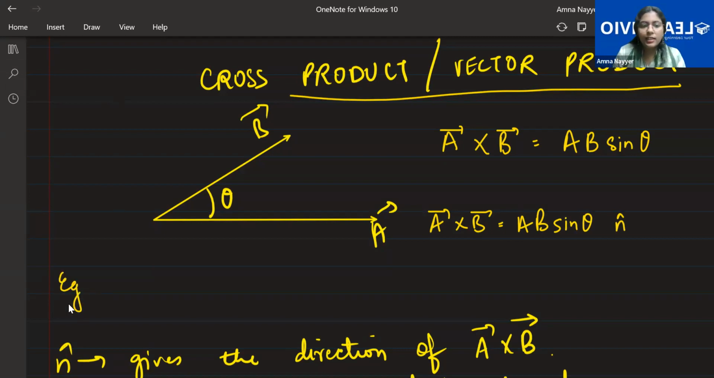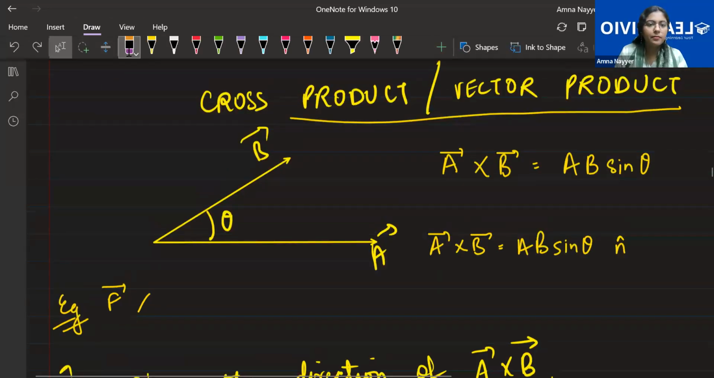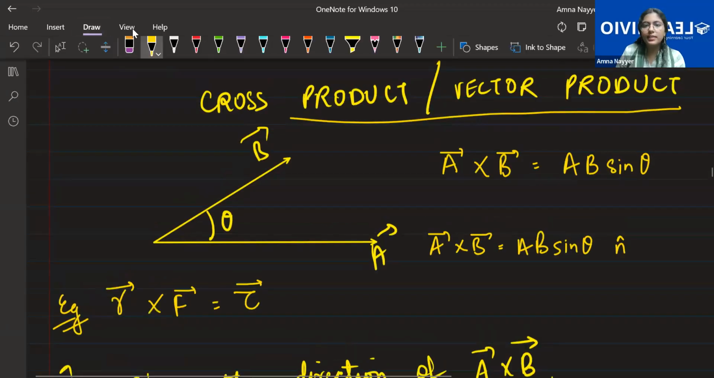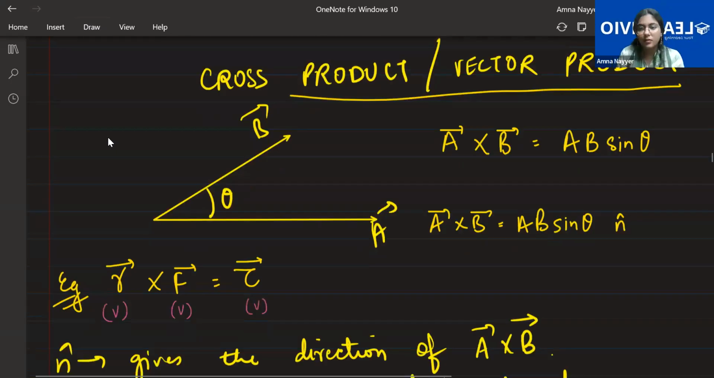Let me give you an example. Force is a vector, cross, not this opposite one. R, displacement, the position vector, cross the force vector. This gives torque. All these quantities are vectors in nature. This is a vector, this is a vector, and the resultant is a vector. Any cross product you take, the resultant will always be a vector.